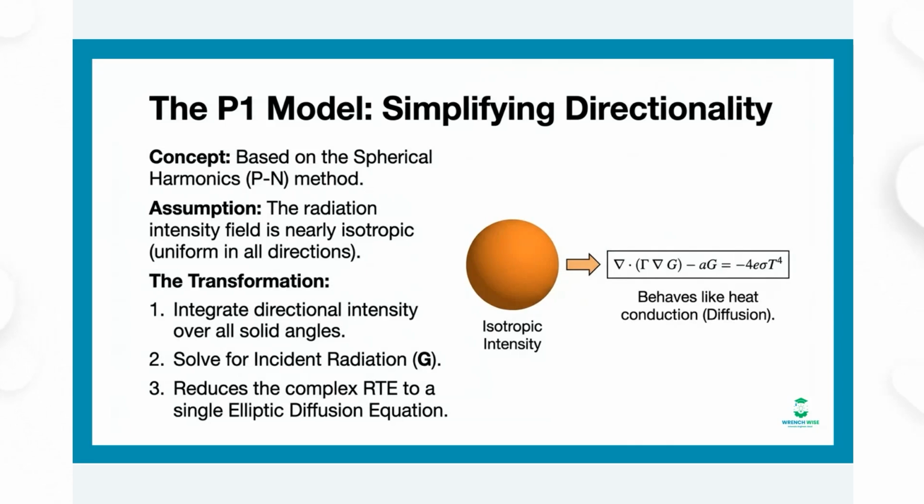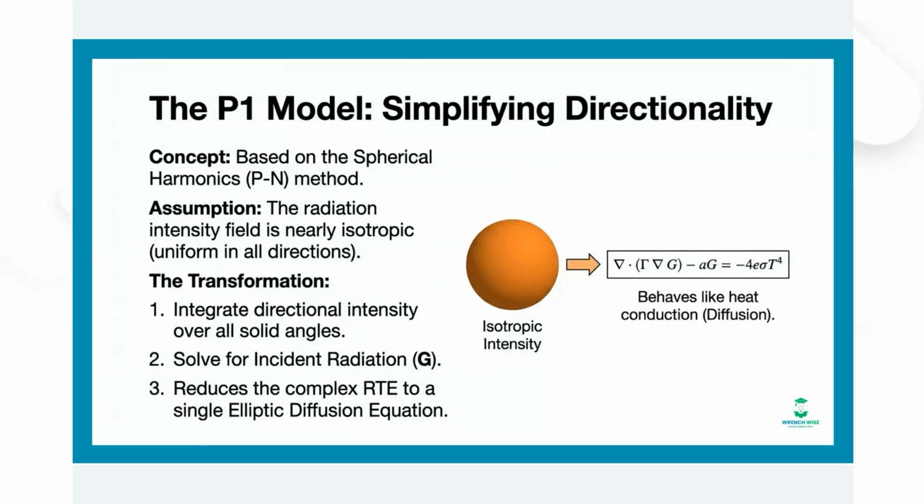Looking at this orange sphere right here, this is representing the isotropic assumption. The P1 model assumes that radiation intensity is nearly uniform in all directions, assuming that radiation is fuzzy rather than sharp. This is perfect for inside a dense fire or a soot cloud, where light bounces so many times that it loses its original direction, making light spread in a spherical fashion here.